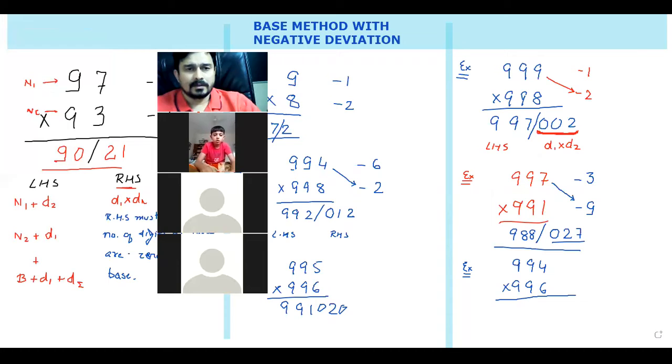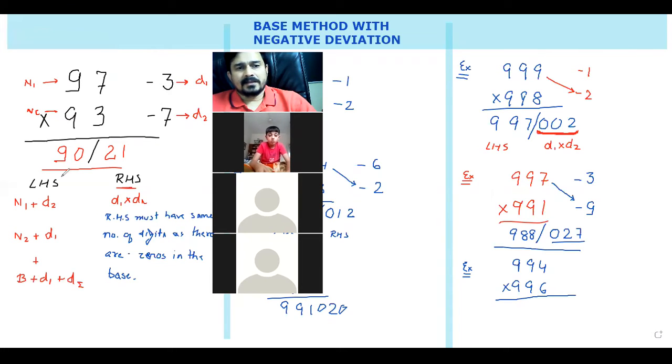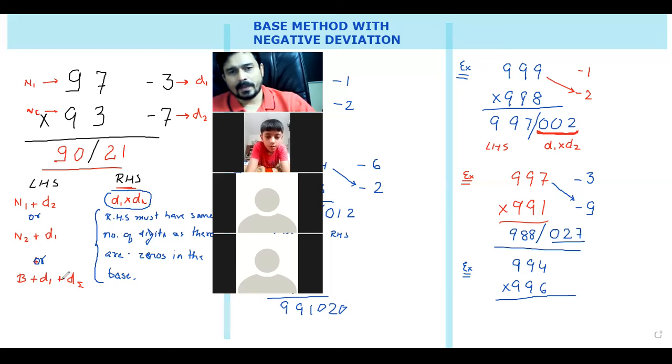The technique is: divide the answer in two parts, LHS and RHS. In RHS, multiply both the deviations and follow the rule which says RHS must have the same number of digits as there are zeros in the base. And for our LHS, follow either of the three steps, whichever you like: N1 plus D2, or N2 plus D1, or base plus deviation 1 plus deviation 2. Rishan Chawla, your answer is correct. Ridhan, try again.